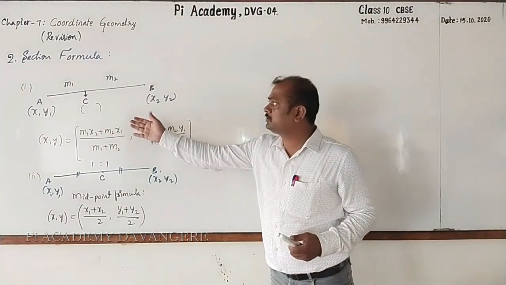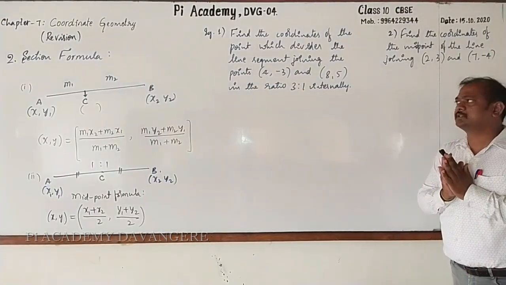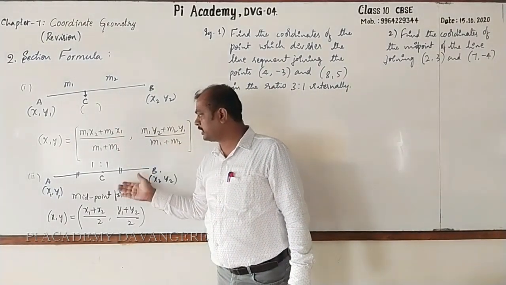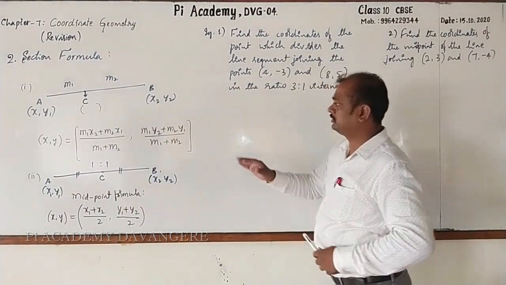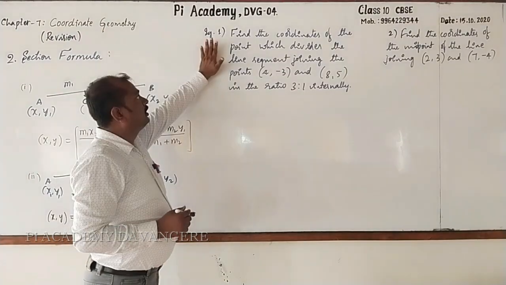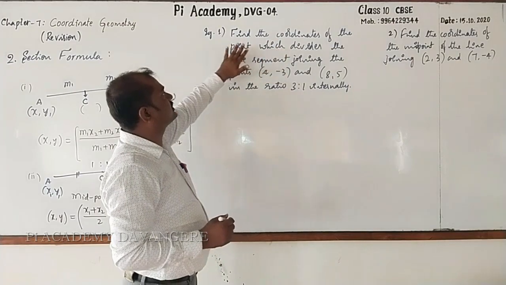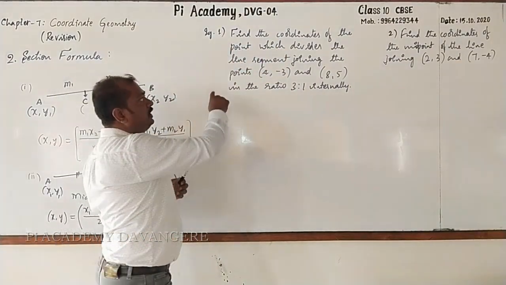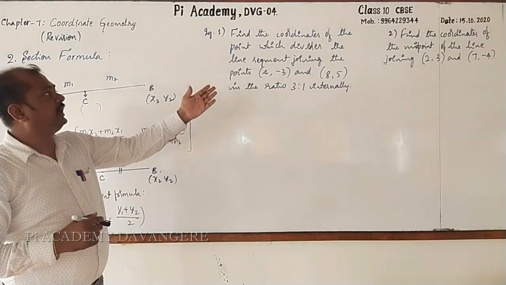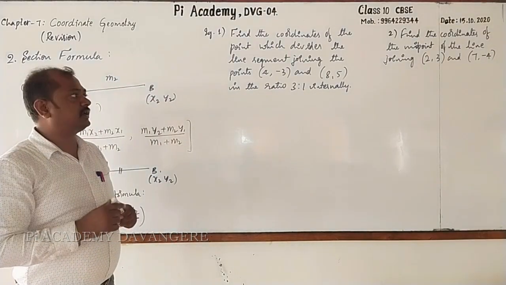And before that, you may just go for copying this. Dear students, here I have taken very simple examples to make you understand the section formula as well as the midpoint formula. Just remember them, and using this, let's go for solving. Observe and write. First one is, find the coordinates of the point which divides the line segment joining the points 4, minus 3 and 8, 5 in the ratio 3:1 internally.